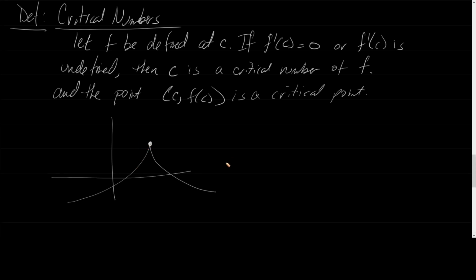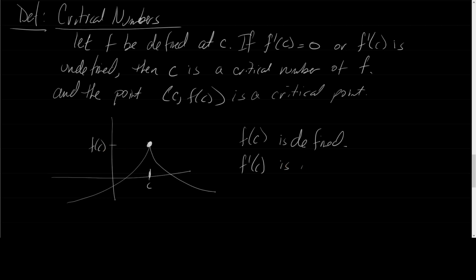In here, this point is at C, and f of C is defined, right? It is defined because it's an actual value up here. So this is f of C at that height. However, f prime of C is undefined.